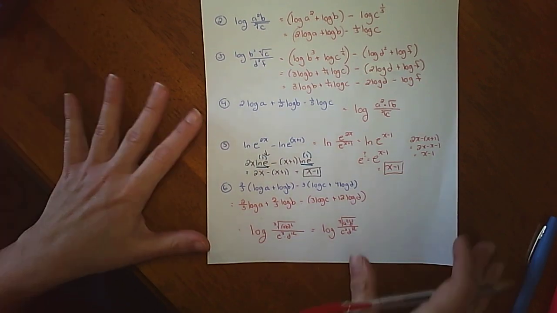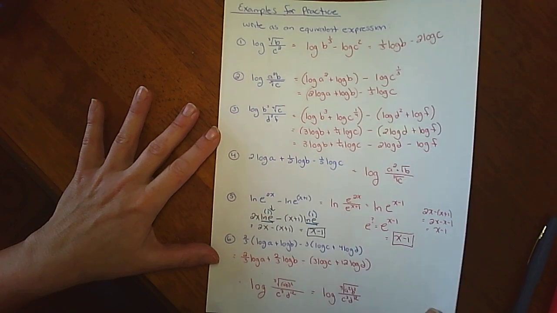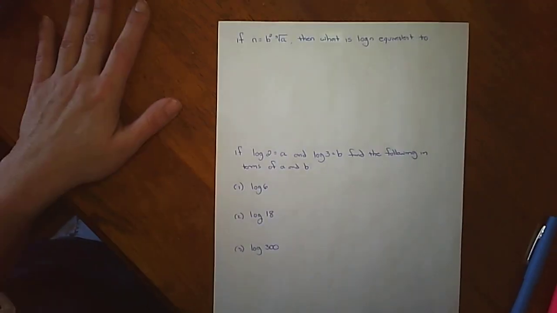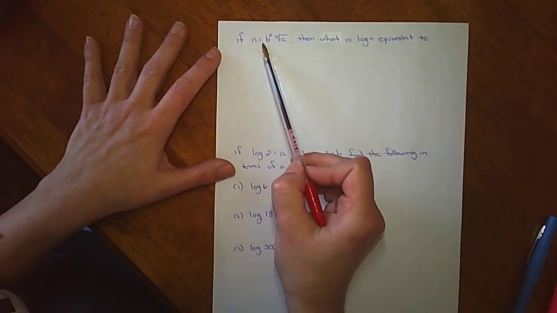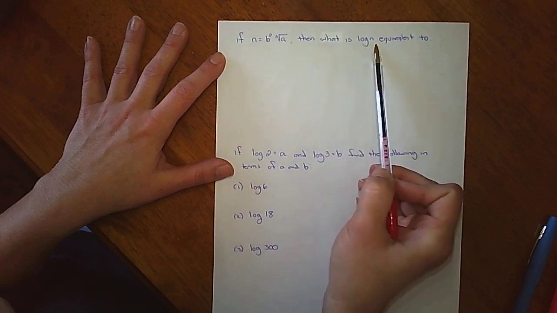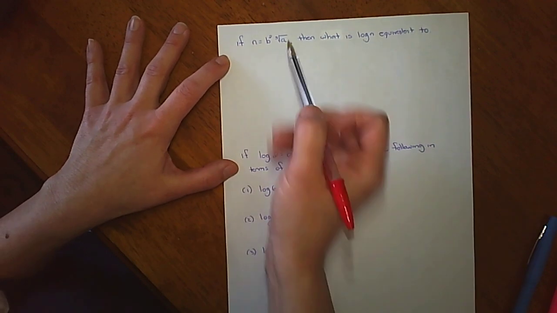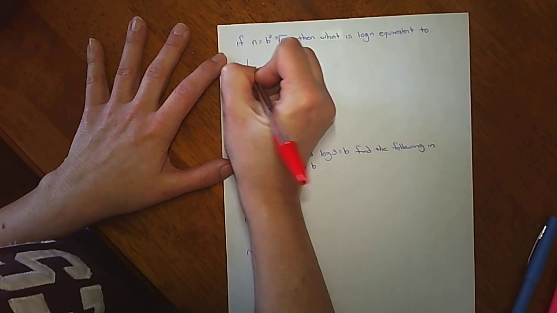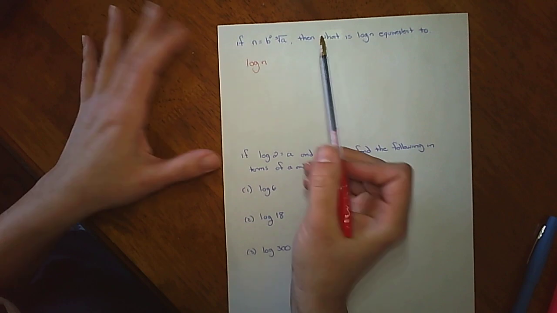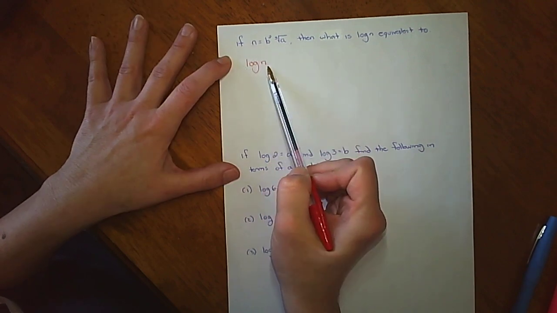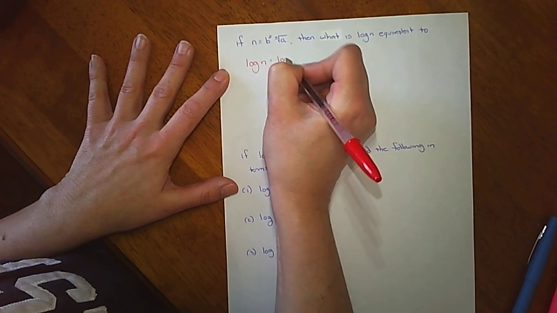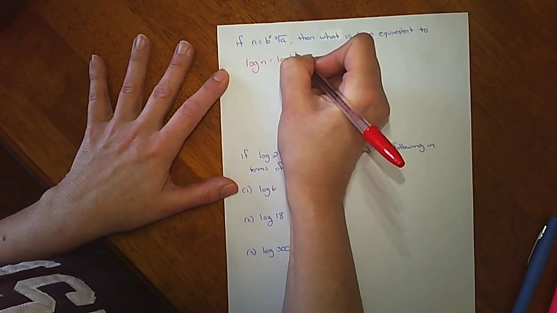All right, a couple more things I want to show you and we'll be done for today. Are these ones. A little different way of asking. If n equals b squared times the cube root of a, then what is log n equivalent to? So that means instead of it just being n, I want it to be log n. All right, so here's the deal. If I change n into log n, in order to keep my equation balanced, I've got to do the same thing to this side.